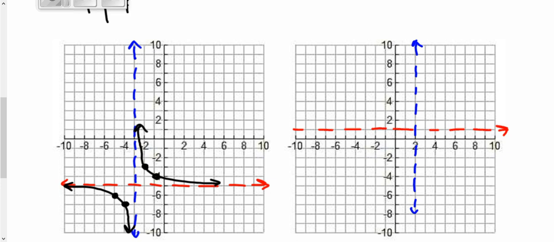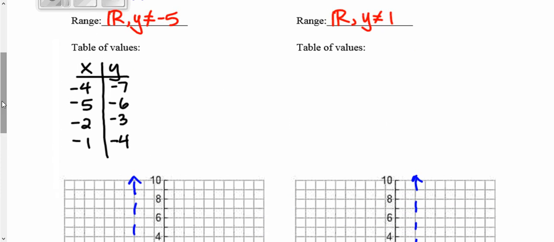Okay, so before I scroll back up to try to minimize some of the scrolling, let's think about our table of values, and so some numbers that would be to the left and the right of the vertical asymptote, which is the blue one. So that's at 2. So two numbers to the left would be 1 and 0. Two numbers to the right would be 3 and 4. So I'm going to use 1, 0, 3, and 4.